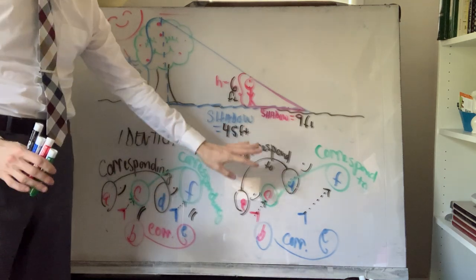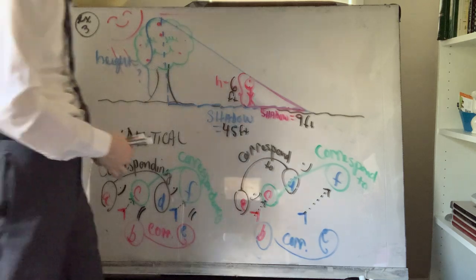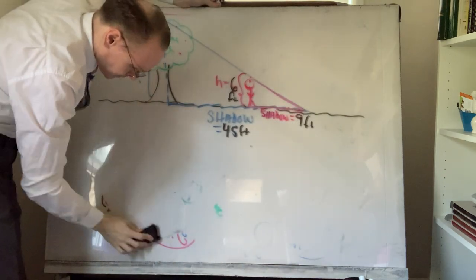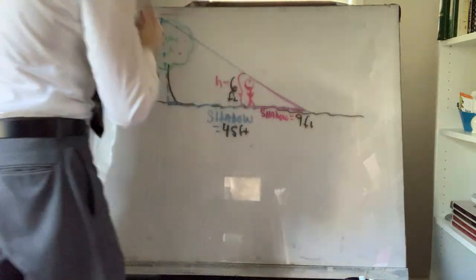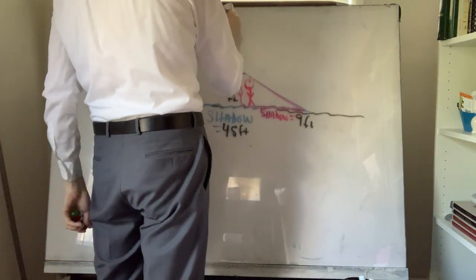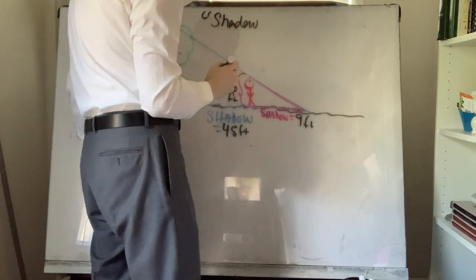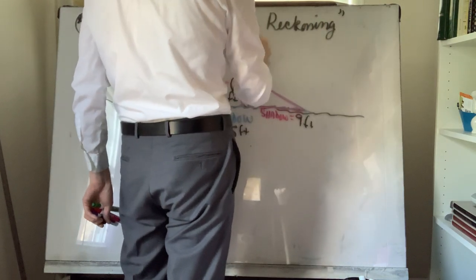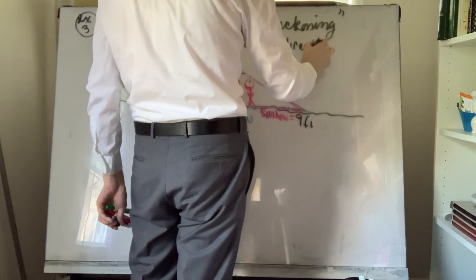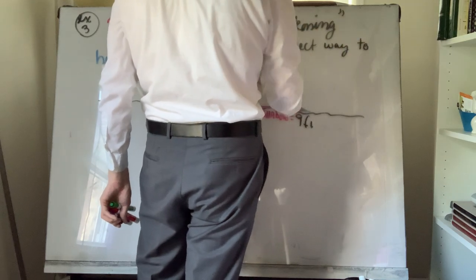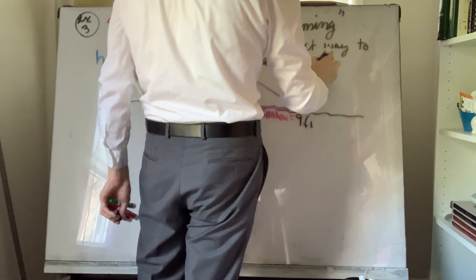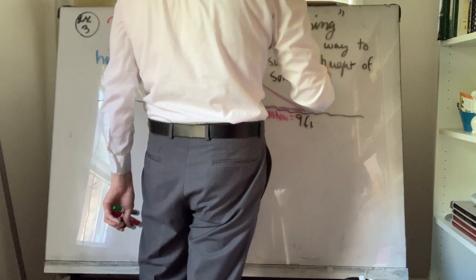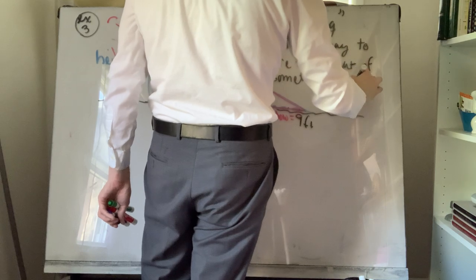By virtue of the concept of similar figures being proportionate, we can write a proportion equation using these three out of four parts. What this is called is shadow reckoning. Shadow reckoning is an indirect way to measure the height of something otherwise inaccessible.